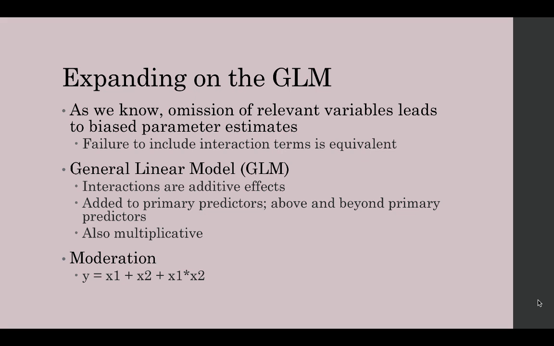will lead to biased parameter estimates. So a failure to include interaction terms is equivalent to omitting these relevant variables. The general linear model includes these additive effects, and interaction terms are also additive because they're added to our primary predictors above and beyond our main effects, but they're also multiplicative. This moderation equation would read y is a function of x1, x2, and x1 times x2. Through including moderated effects, we are including all possible combinations of our main effects, which really exhausts our model.